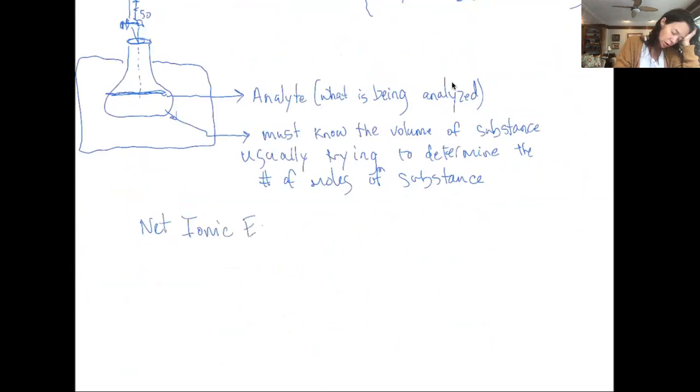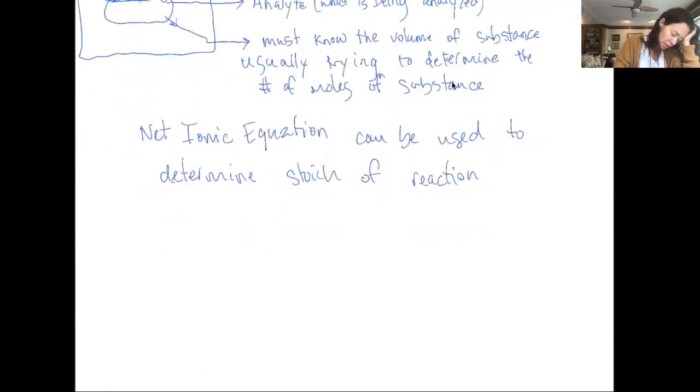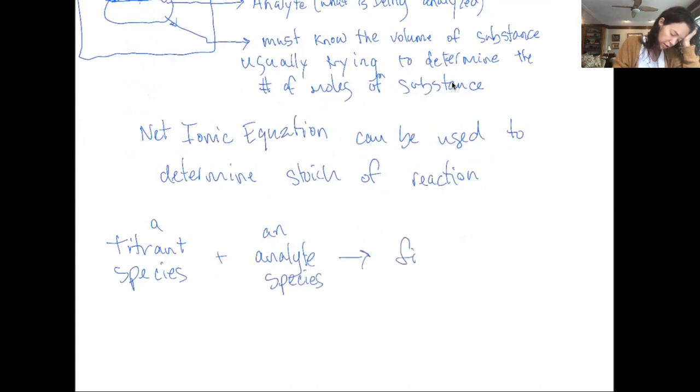And what you'll have is you'll use a net ionic equation, and this can be easy, but it's important that you understand. A net ionic equation can be used to determine the stoichiometry of the reaction. And the reaction always involves something in the titrant, a titrant species, reacting with an analyte species, to produce a final product.